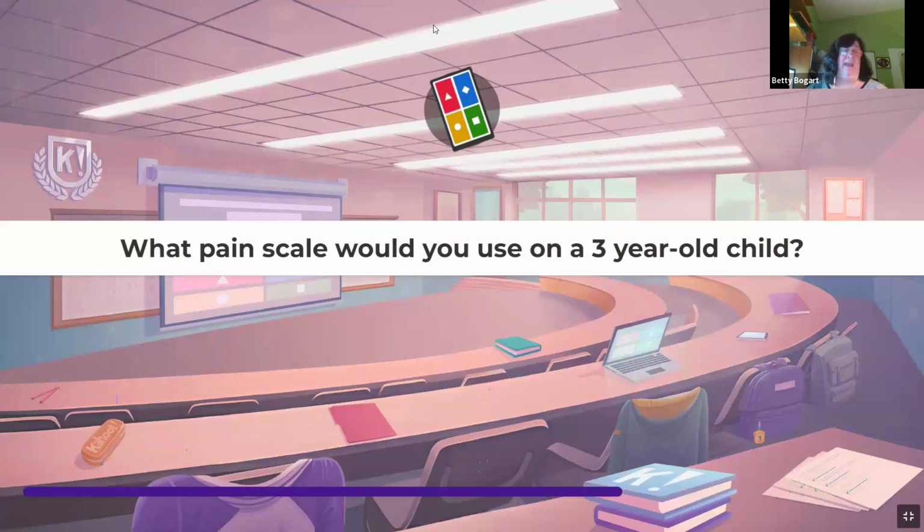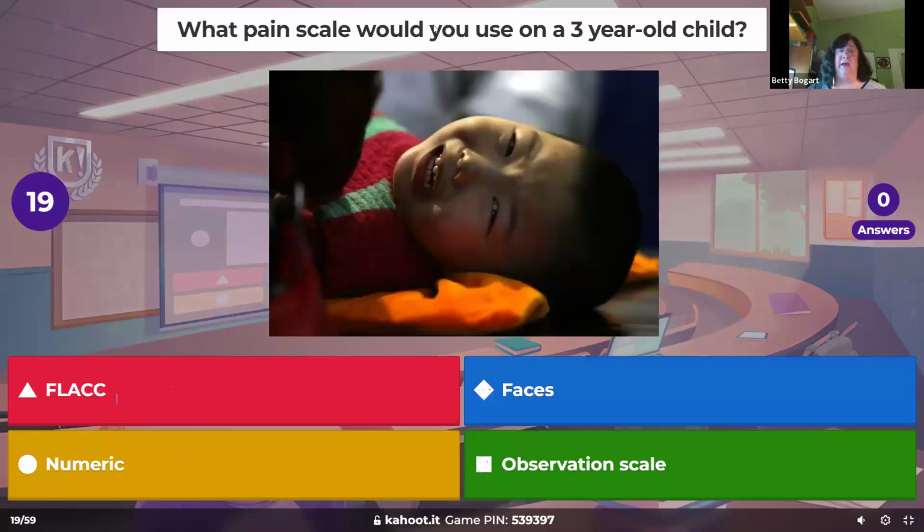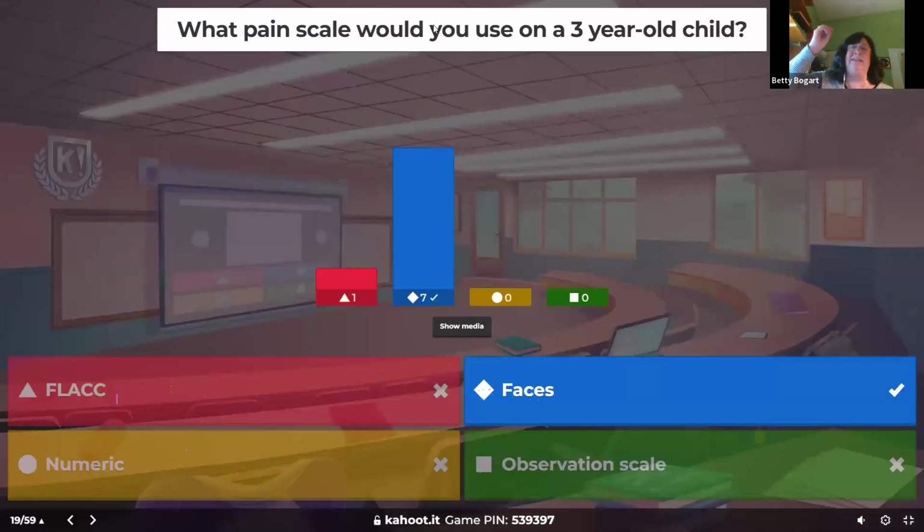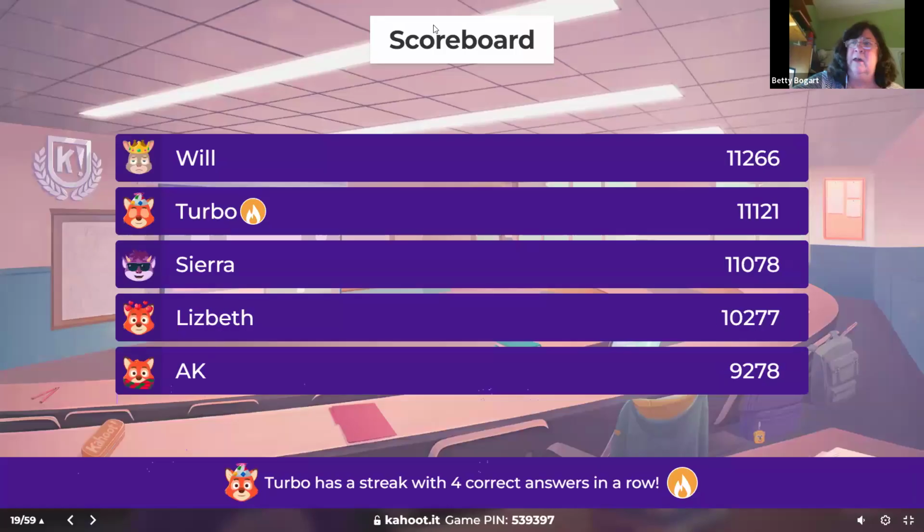What pain scale would you use on a 3-year-old child? This is the type of question you're going to see on every exam, every HESI, every NCLEX. They love pain scales, and I like to tell you 3. 3 is when it starts: faces, up to the age of 3, okay? And then at age 8, it becomes numeric. Those are those 3 stages that you will see of pain scales, okay?